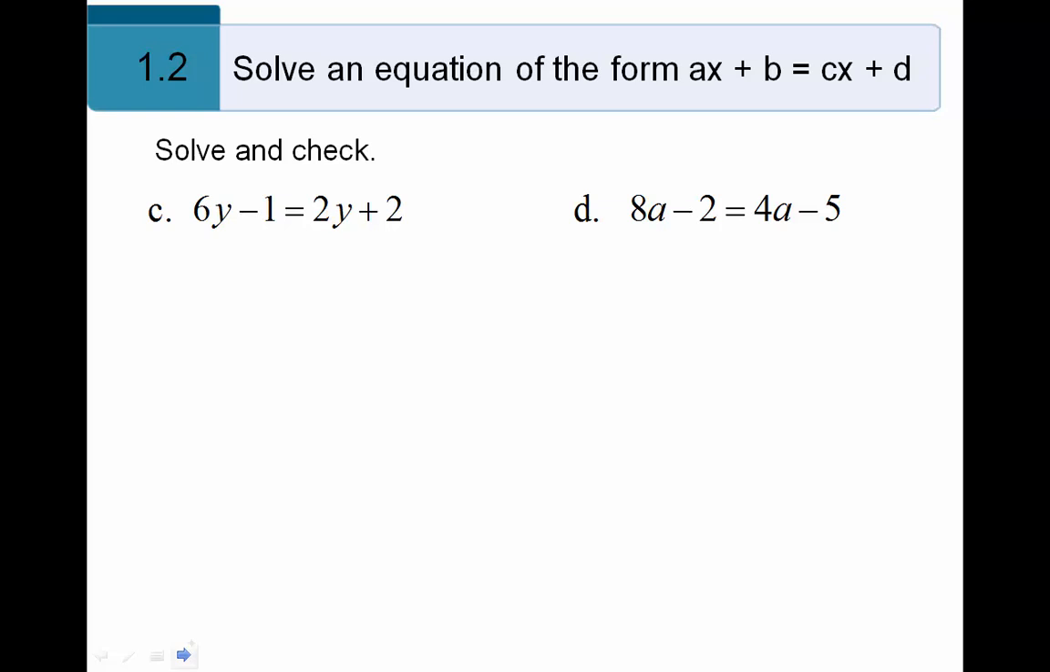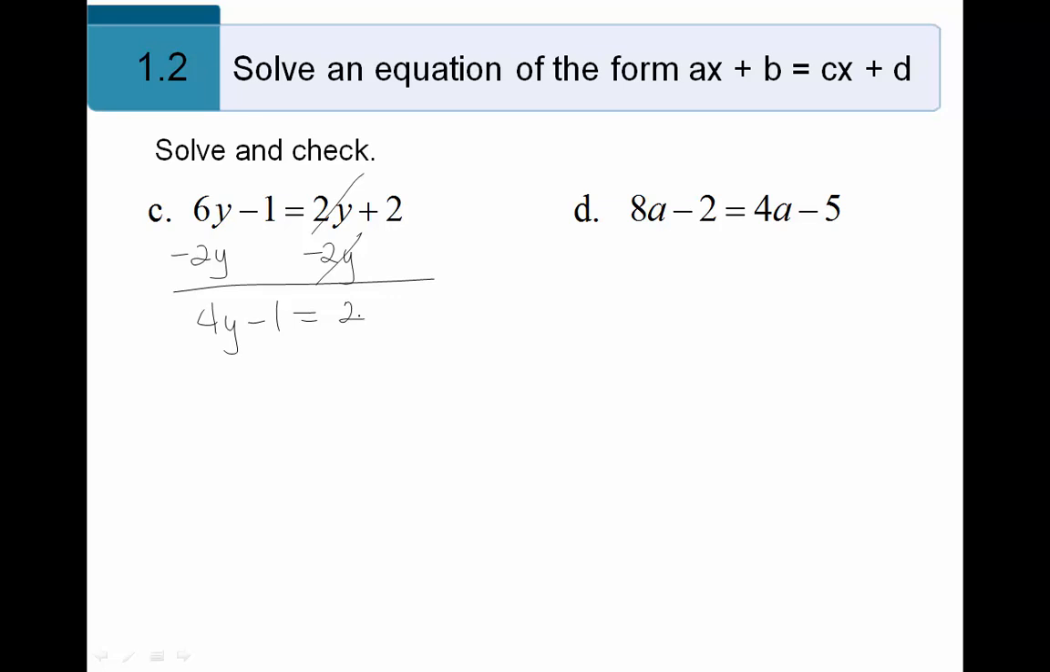I prefer once again to have my variables on the left, so I'm going to remove that positive 2y on the right-hand side of the equation. And to do that, we'll put a negative 2y on both sides. Combining the variable terms, positive 6y and negative 2y gives us positive 4y. Minus 1 equals. On the right-hand side, the 2y's cancel. We're left with a positive 2.